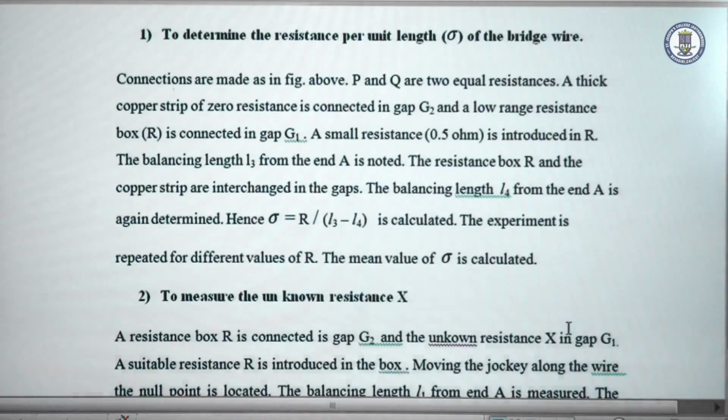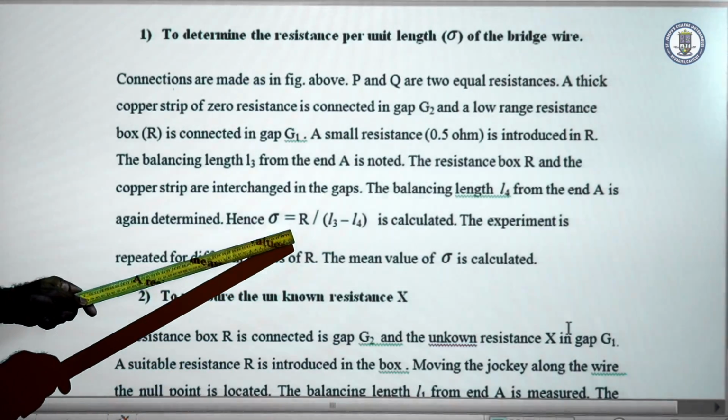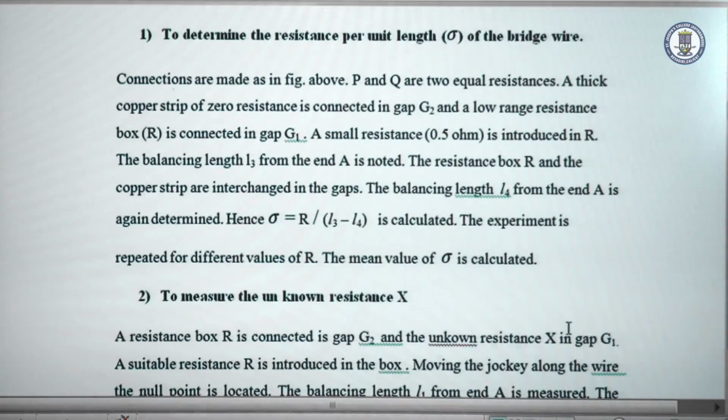Now coming to the procedure part, as we mentioned initially, first we want to find the value of sigma. In order to calculate the value of sigma, initially in the left gap we connect a copper strip, that is zero resistance, and in the right gap we connect a very small resistance of the order of 0.4, 0.5 ohms, etc. Then we obtain the balanced length L3 first from the end A. Then the copper strip and the small resistance are interchanged, and the balanced length is L4. Then sigma is calculated using the formula R divided by (L3 minus L4).